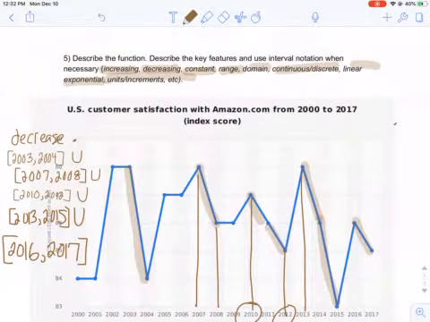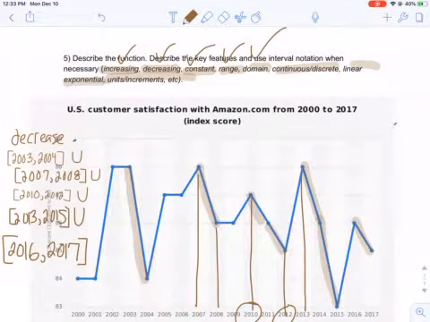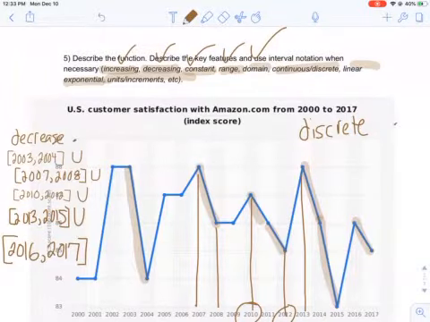So let's see, I've got it increasing, decreasing, constant, range, domain, continuous, discrete. I would go with discrete just because you can't really have like 2008 and 4/17. You have a set of values. It looks like they're just measuring this every year too. You could make an argument that it could be continuous because you have the lines going on here.